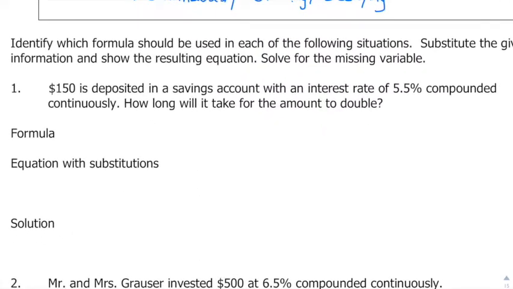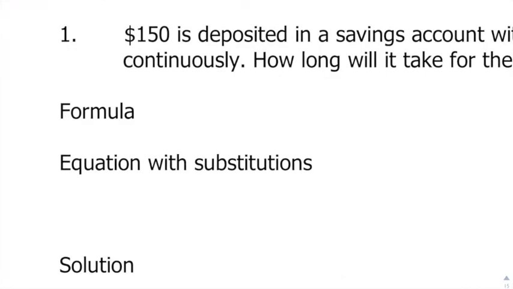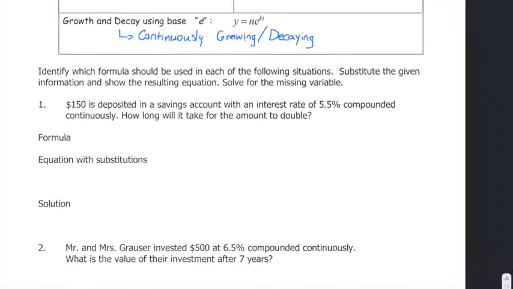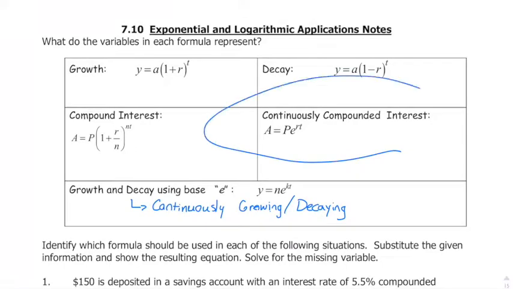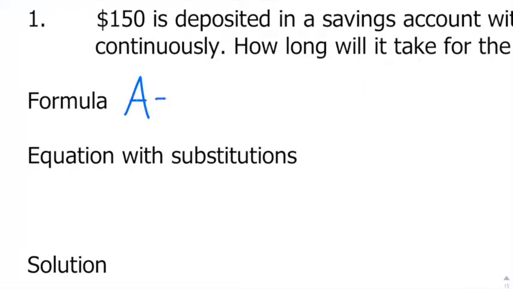solve it here. So you got $150 deposited into a savings account with an interest rate of 5.5% compounded continuously. How long will it take for the amount to double? Okay, so we're going to, first of all, choose the correct formula here. Since it is compounded continuously, we're going to use the compound continuously formula right there. So this will be A equals P and then E raised to rt.